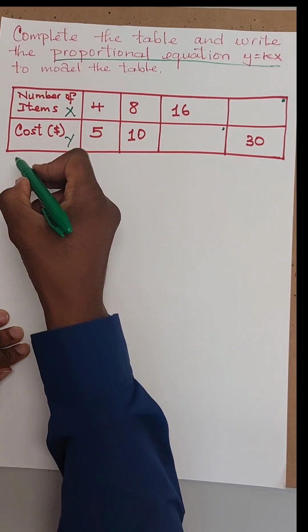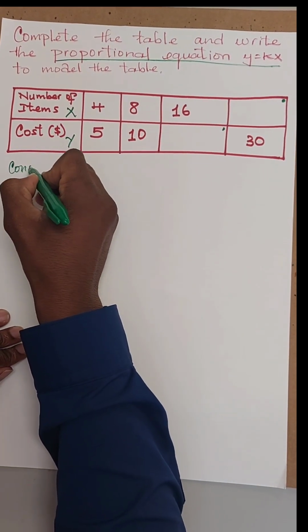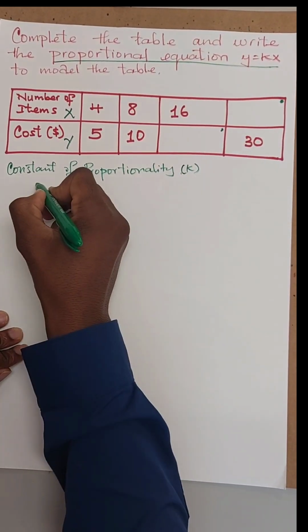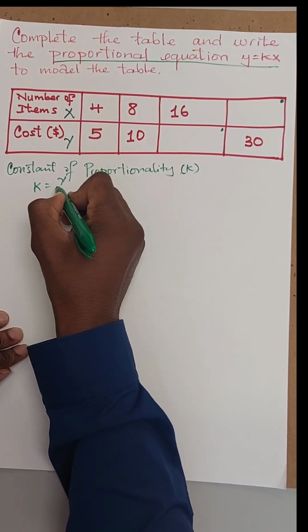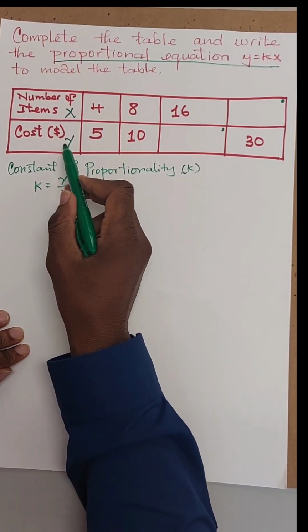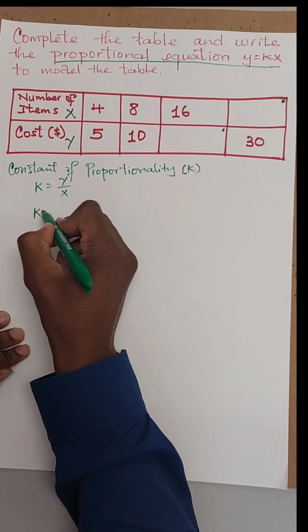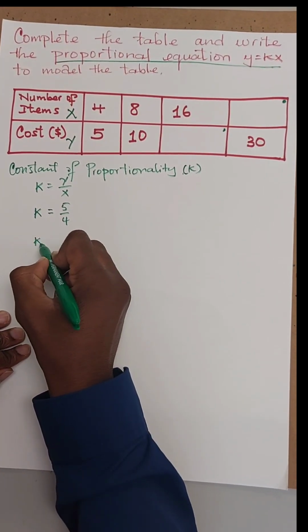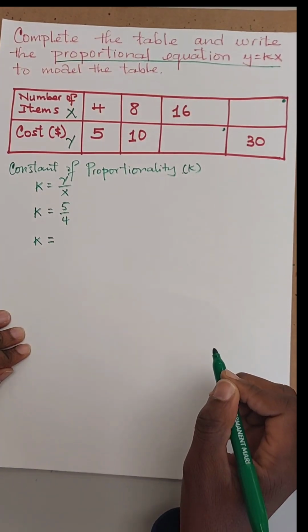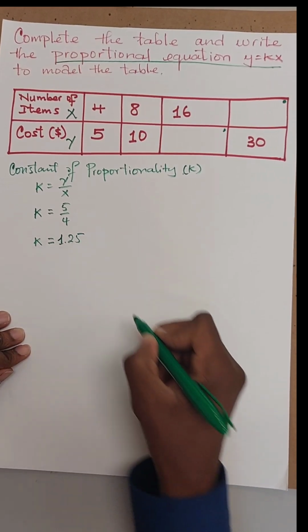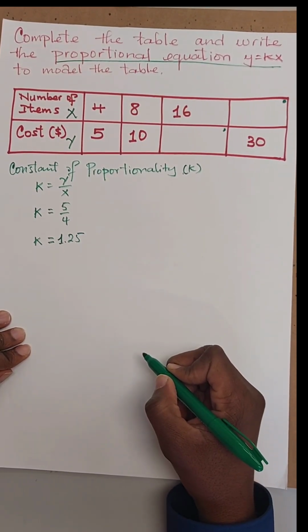All right, so constant of proportionality is represented by the letter K, and that constant is calculated by dividing the y value by the x value. All right, I've determined that cost is the y value, so I'll calculate my constant of proportionality by doing 5 divided by 4, and that constant of proportionality is 1 and 1/4, which is the same as 1.25. Okay, so 1.25 is my constant of proportionality.